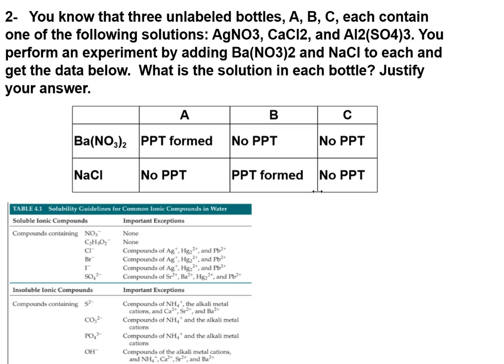It says, number 2, whatever. You know that 3 unlabeled bottles, A, B, and C, each contain one of the following solutions. This sounds a lot like bottle bewilderment, which was the lab we did to start this whole mess. The 3 solutions are AgNO3, CaCl2, and Al2(SO4)3. You perform an experiment by adding barium nitrate and sodium chloride to each and get the data below. What is the solution in each bottle?